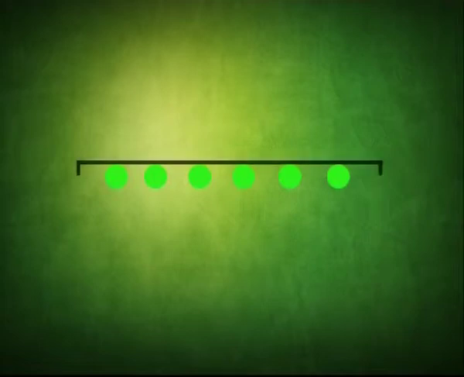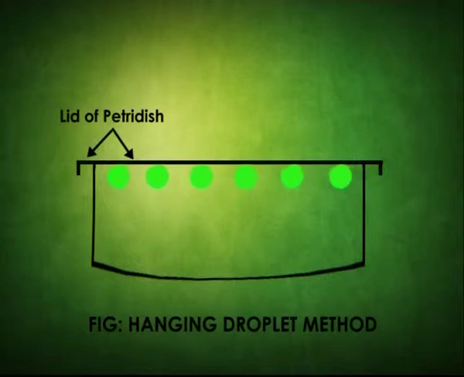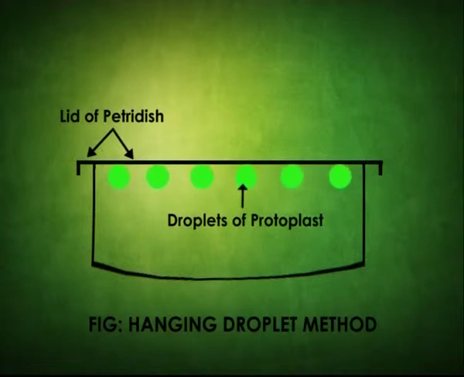This method involves the placing of small droplets of protoplast suspension onto the inner side of the lid of Petri dish. When the lid covers the Petri dish, the droplets are hanging down from the surface of the lid. Fewer protoplasts per droplet can be grown using this method as compared to the conventional ones.